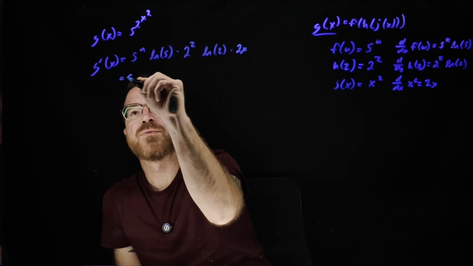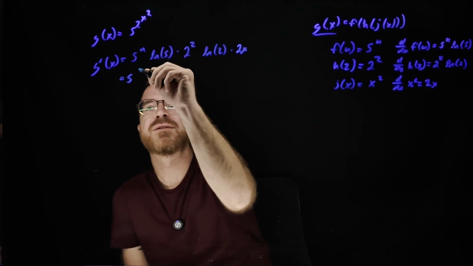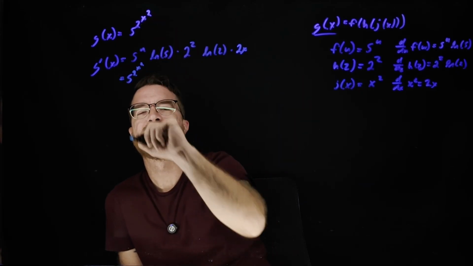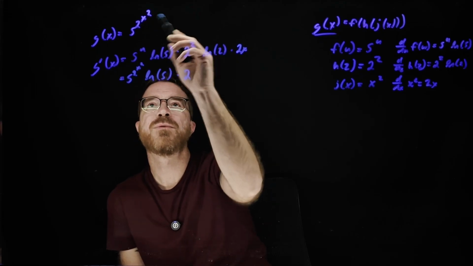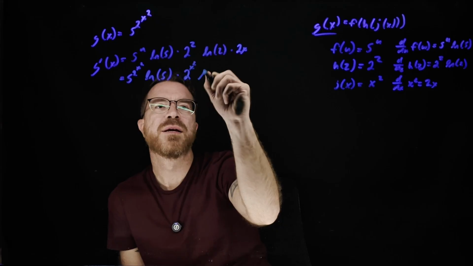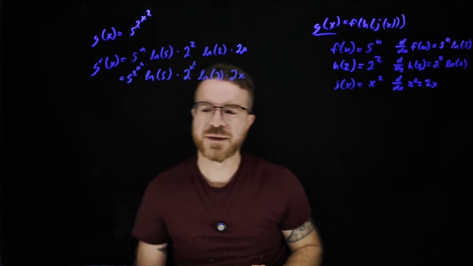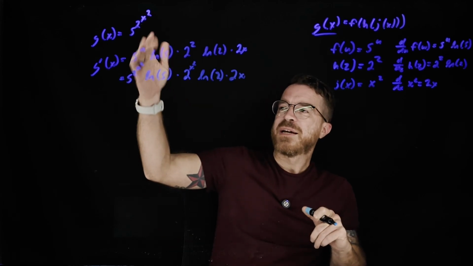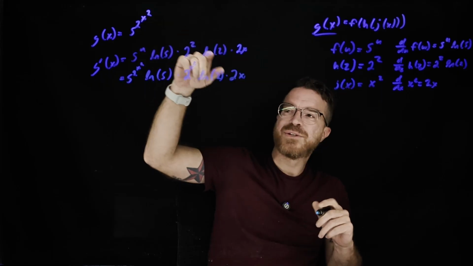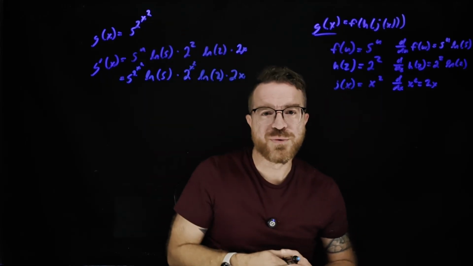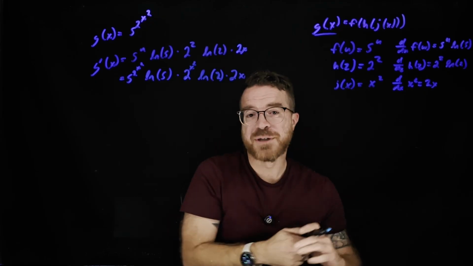So this will be equal to 5, and we said that our u was equal to all of this. So 2 to the x to the 2, natural log of 5, times 2 to the z, which is 2 to the x squared, natural log of 2 times 2x. So we have 5 to the 2 to the x squared times natural log of 5 times 2 to the x squared natural log of 2 times 2x. So this is how you can do this using the chain rule and your exponential derivatives.